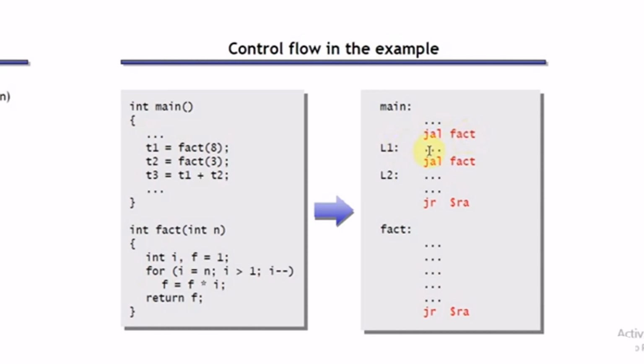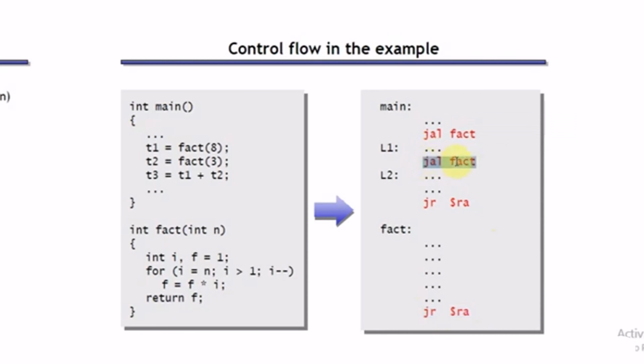Fact. When this line executes, the return address, which is this one, will be stored in the return address register $ra. Then we come to this line and run this code. The implementation of the factorial should be written here, and at the end of the factorial we should return back to the caller program. For this purpose, the return instruction in assembly will be jump register $ra.